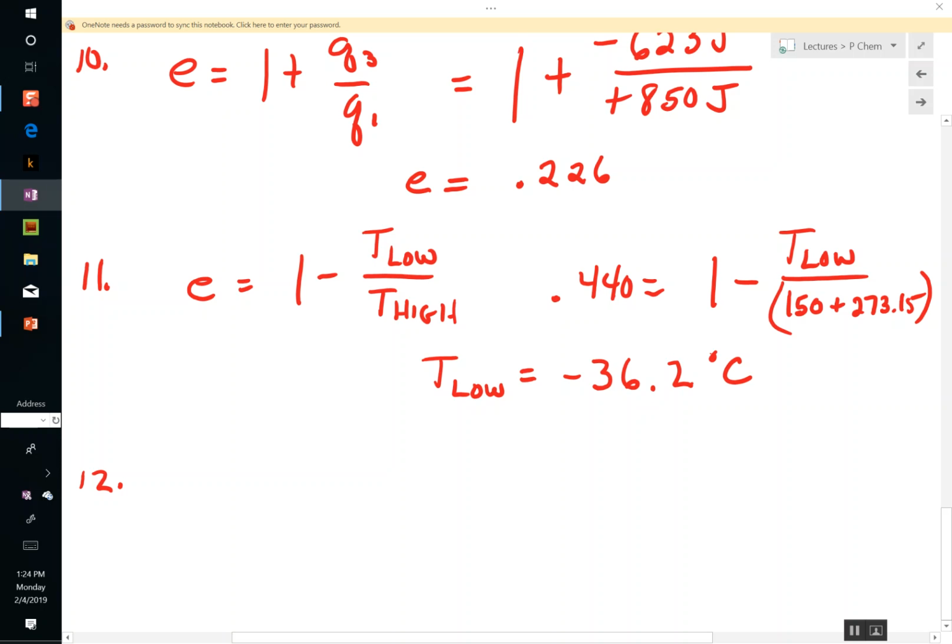Okay, let's leave 12 for right now. 12 is pretty straightforward. You got an engine, it gives you the high and the low, tells you what the efficiency is. So, all right, let's go on.